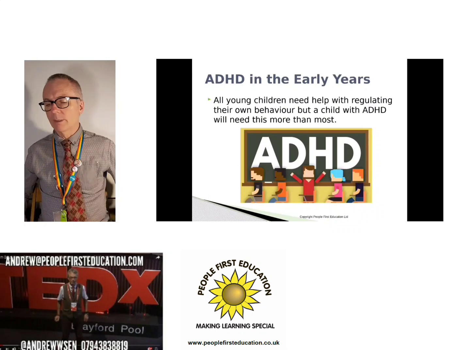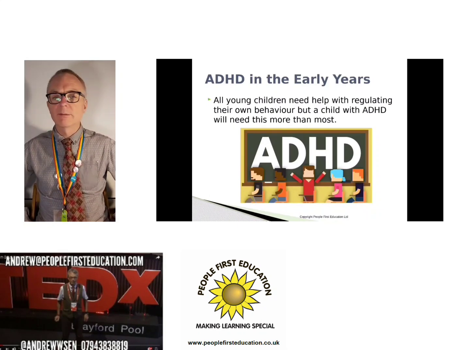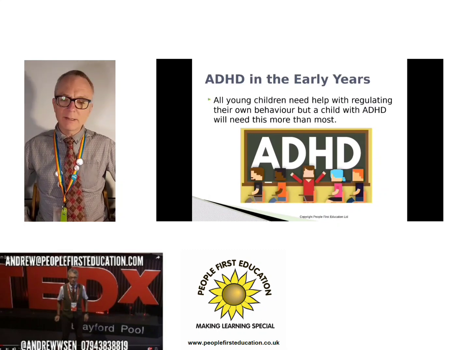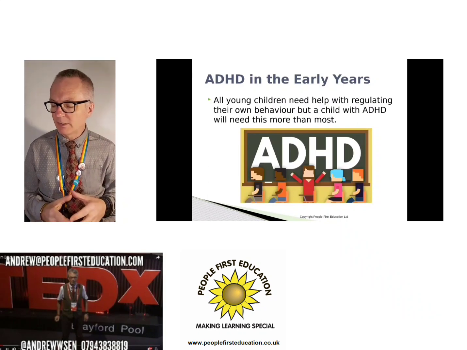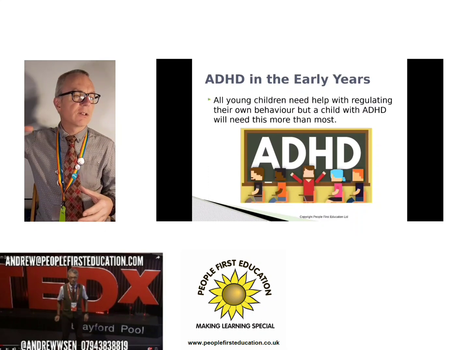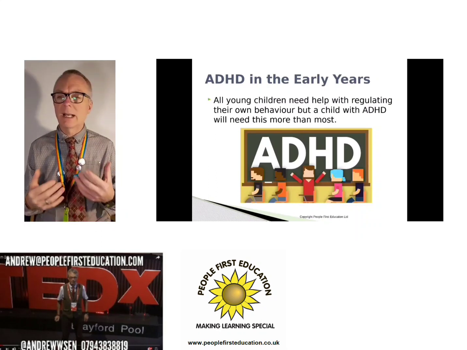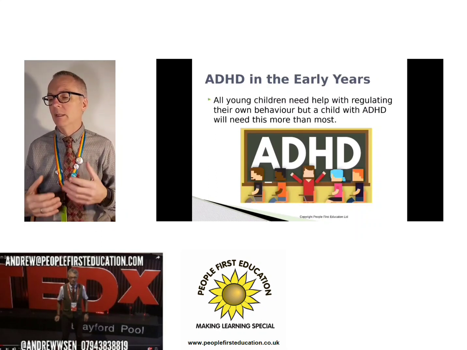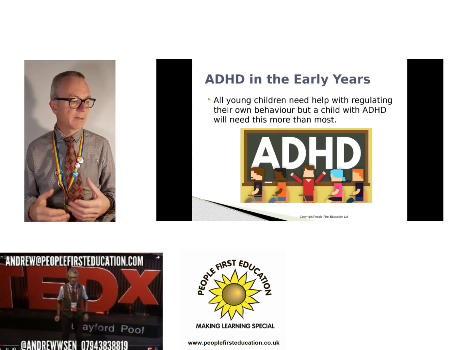Young children are going through a massive learning curve, and they all need to be helped with regulating their behaviour. But what you will find is that a child with ADHD will need this more than most. When you think of the steepness of that learning curve in early years, and the fact that the development of the ADHD child is going to be so much behind those other children, they're going to need that extra bit of support. The other thing about behaviour is that children with ADHD do possess impulsive behaviours.